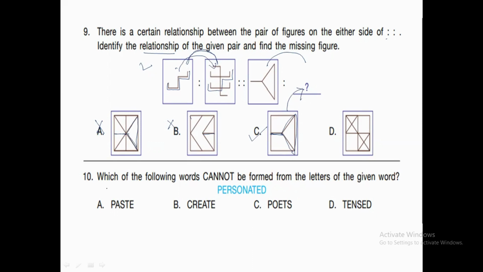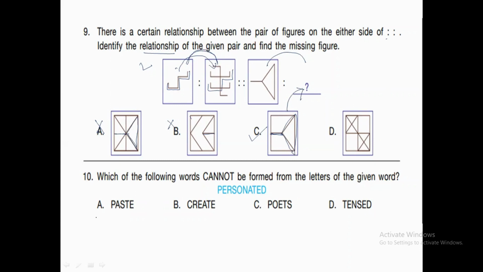Understood? Now let's move to question number 10, which asks: which of the following words cannot be formed from the letters of the given word? The given word is PERSONATED, personated. So now we have to find out, out of the given options, which word we cannot form out of the letters of this word.